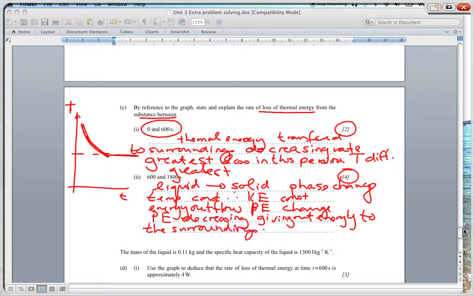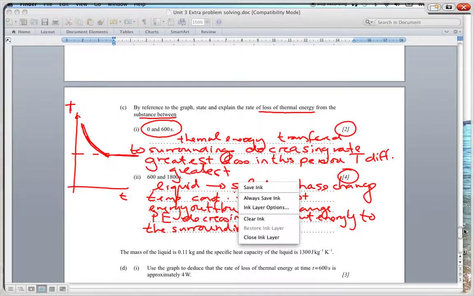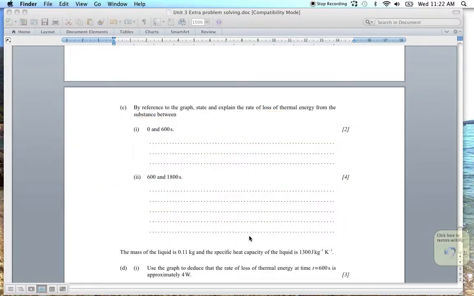Alright, so we're getting energy being given out to the surroundings. So it's this loss of potential energy, and that is where the energy is coming from. Okay, that should probably get you your 4 marks. Good. Alright, then going on to this next one over here.